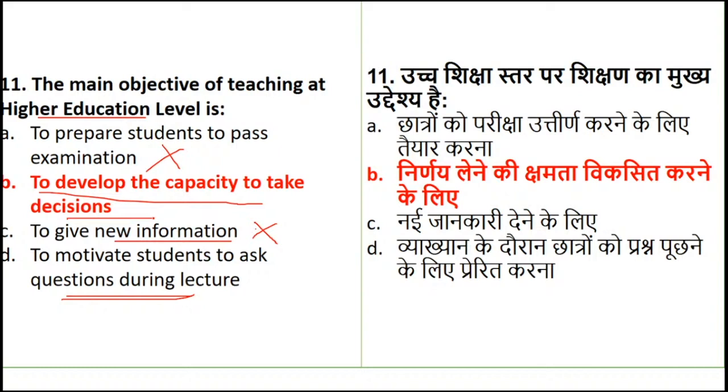If you remember, we have studied 3 types of levels, that is memory level, understanding level and reflective level. So they are indirectly asking you about the level. So that is higher education, which level have we studied? Reflective level. And reflective level is that level which helps to develop the capacity within the students to take decisions or to solve problems, or problem solving ability or analytical ability.